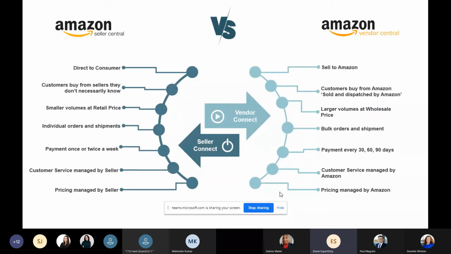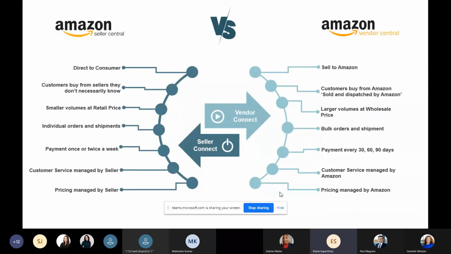So you get a series of individual orders and you ship those individual orders directly to the consumer, and Amazon manages the payment process, and they will make payment to your account once or twice a week, depending on the type of account you've set up. The customer service is managed by you if you're a seller. So you manage the sale from start to finish, and your pricing is managed by you. So you determine what you want your price point to be on Amazon Seller Central.